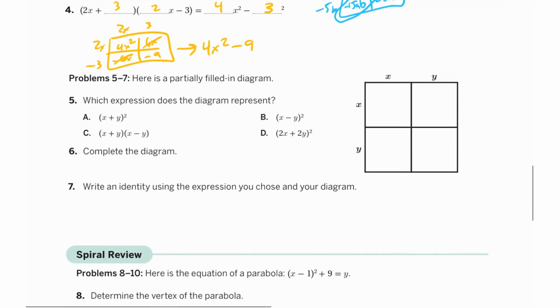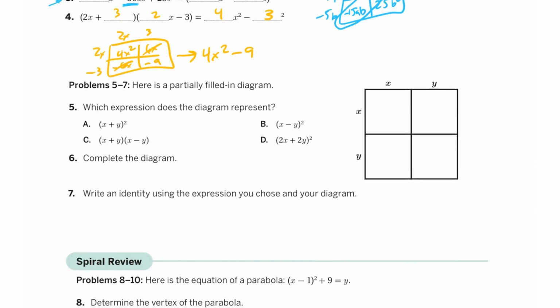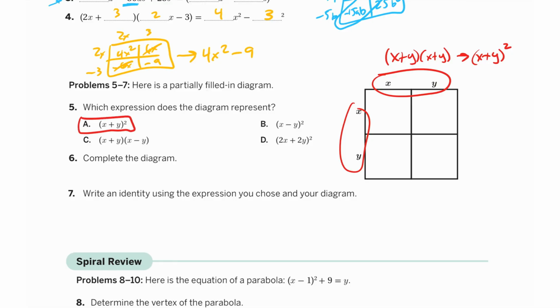Problems 5 through 7. Here's a partially filled in diagram. Which expression does the diagram represent? So for the first one, I can see that the outside I'm multiplying x plus y times x plus y, which if I multiply something by itself, another way to rewrite that is to square it. So I would say that a is the expression that we're trying to multiply here.